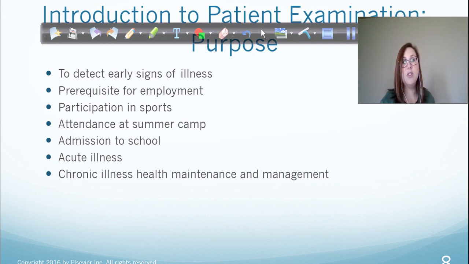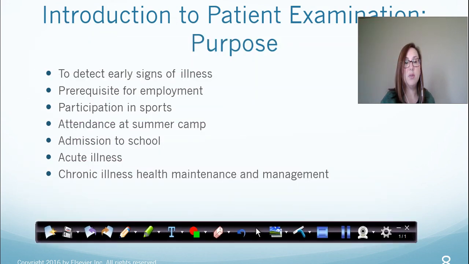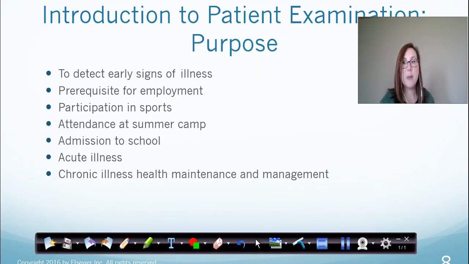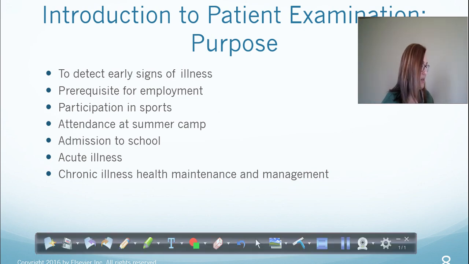So, introduction to that physical exam. That introduction is used to detect early signs and symptoms of illness. Sometimes patients will come in to get a physical for their job. Kids, we know they need school physicals, sports physicals, camp physicals. Again, someone's in for an acute illness, or they're being seen just as a routine checkup for their chronic medical conditions.